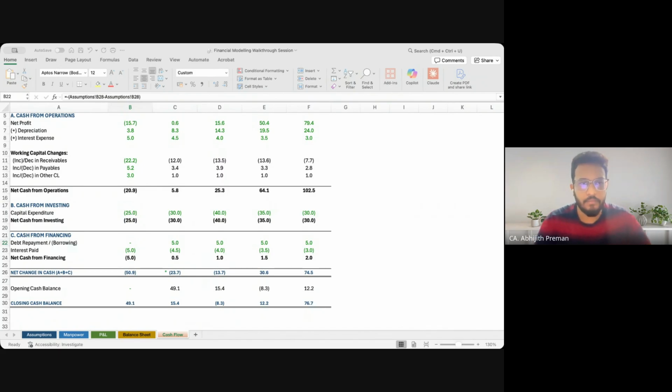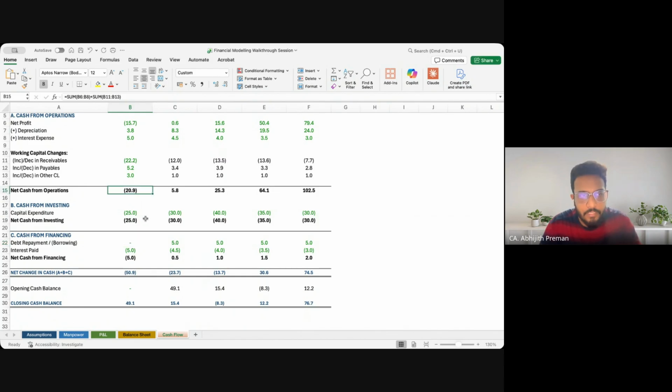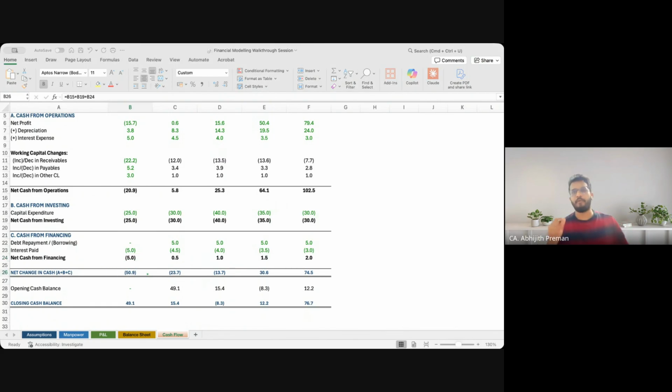But basically, you add these three: net cash flow from operations, net cash flow from investing, and net cash flow from financing. It's minus 50.9 lakhs. So 50.9 lakhs you have spent from your business. Cash has gone out of your business. But how much money has come into your business? You have invested 50 lakhs into the company. You have taken a loan of 50 lakhs. So 1 crore you have taken. So from that 1 crore, this 50.9 goes and your net balance becomes 49.1 lakh.